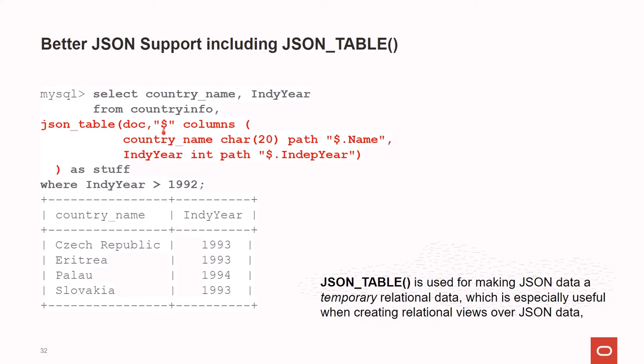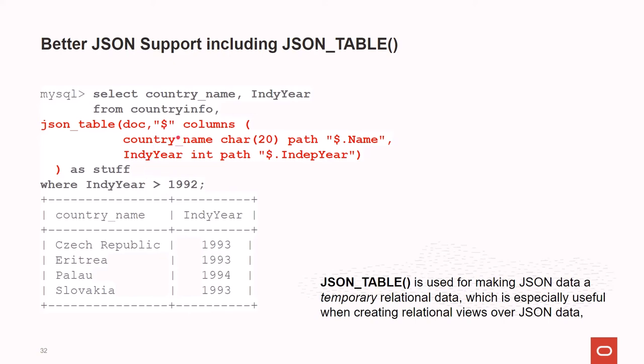And we're interested in the columns, or the key values, called country name, that we're going to cast as a CHAR(20). And that's $.name in the actual document, which will point to that key value. If we want indep_year, we're going to cast that as an integer and call it indep_year. And we're going to feed all that to the outside part of the query here, where we're selecting the country name and the indep_year from the JSON_TABLE function. And we're going to say, okay, we only want the information where the indep_year is greater than 1992. So this is all structured here. Everything in here is unstructured.